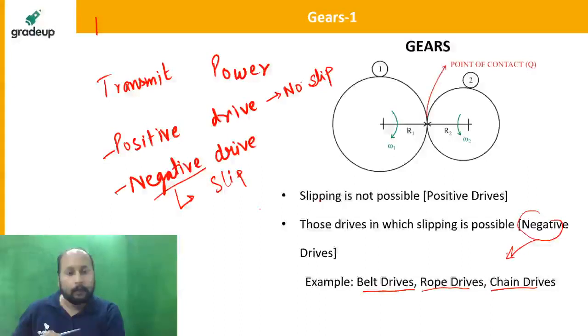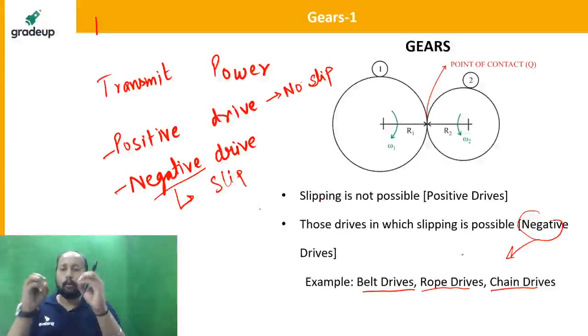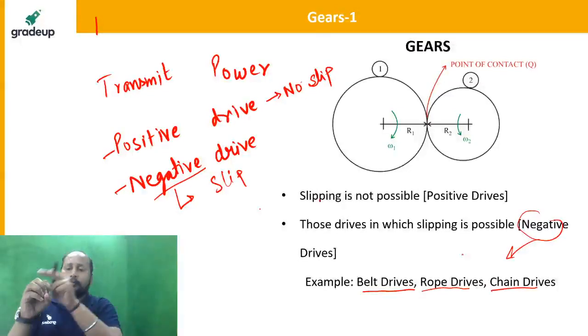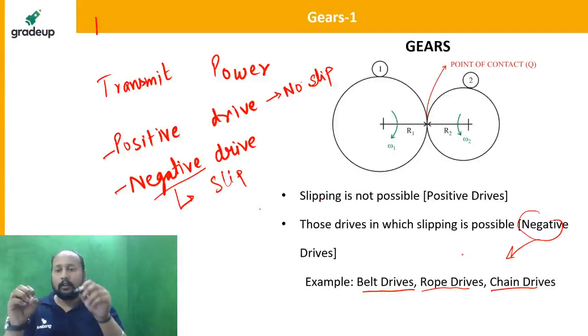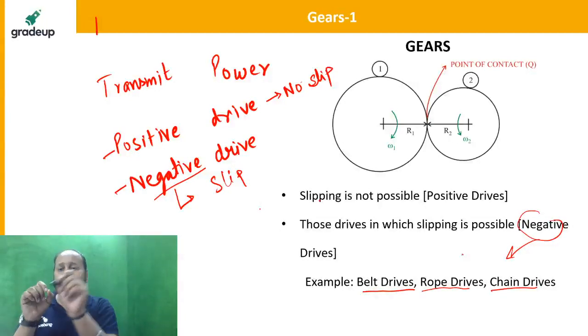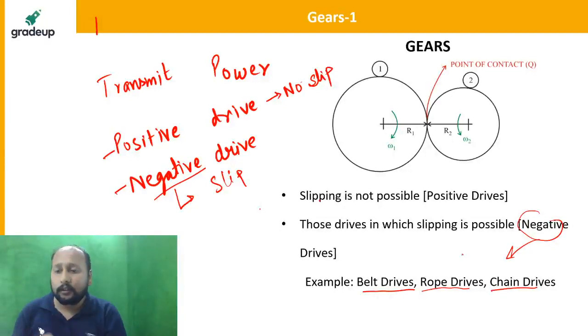Clear? Fine. All of you know, there are two pulleys over which we are having a belt. If there is power transmission on one of the pulleys, we'll be having a slip criterion on the driven shaft. Is that clear? So belt drive is the best example to understand the negative drive.